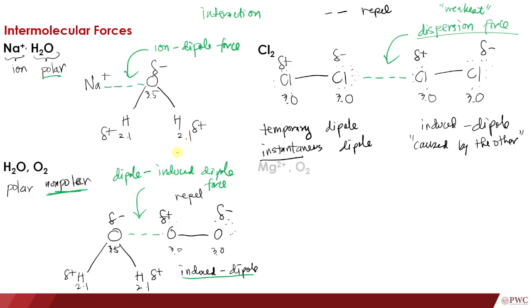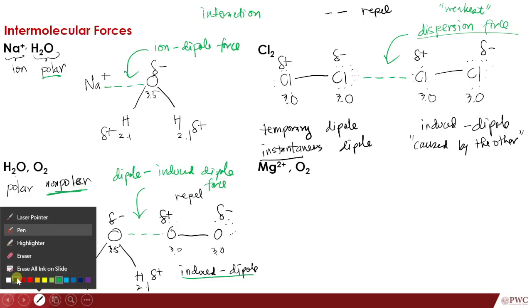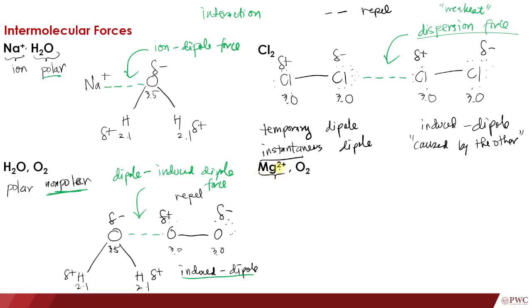Let's proceed to another one. We have Mg2+ and O2. Mg2+ is an ion, because it has a charge. O2 is a nonpolar molecule. Again, Mg2+ is an ion with a positive charge, and here we have oxygen, a nonpolar one.